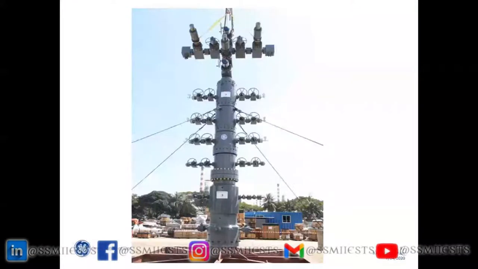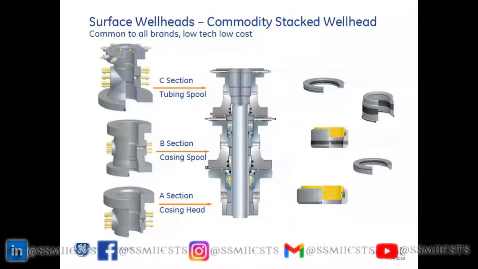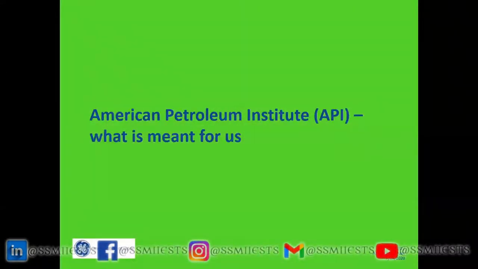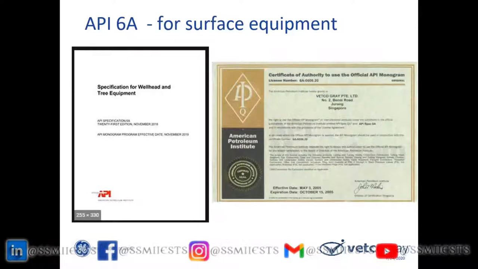What we manufacture here, we manufacture based on some code and specification, right? We call it American Petroleum Institute. There is a specification and standard, and this standard we have to follow if we want to make oil and gas equipment, and we call it 6A. 6A has different categories. 6A is namely for surface equipment. Surface equipment means it is on the surface. If you go to subsea, inside the sea, it will be 17D.